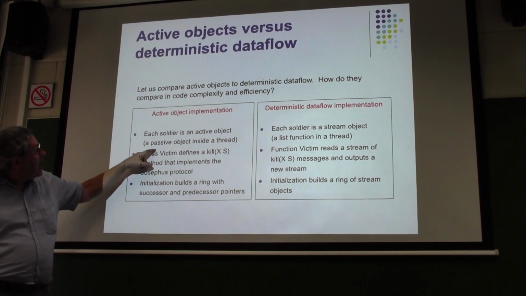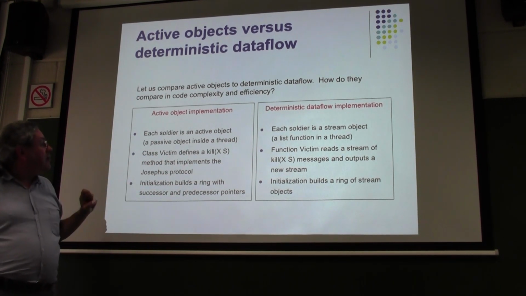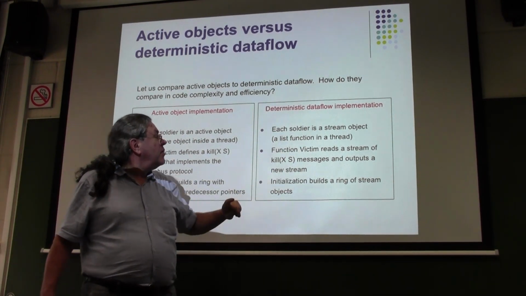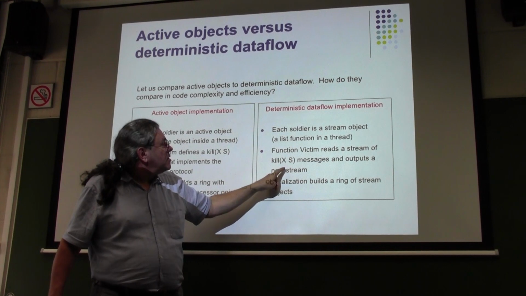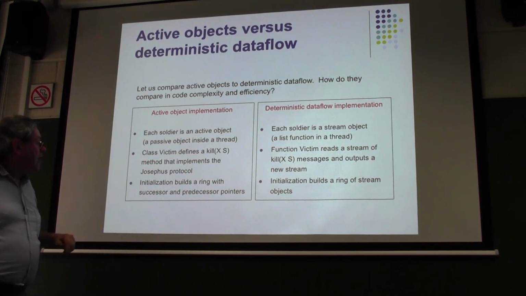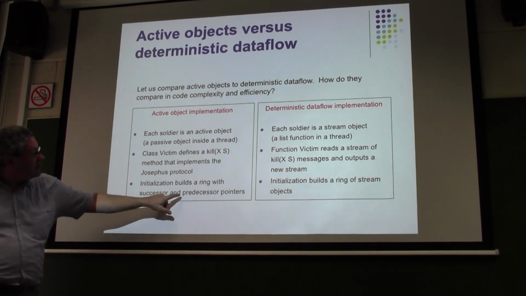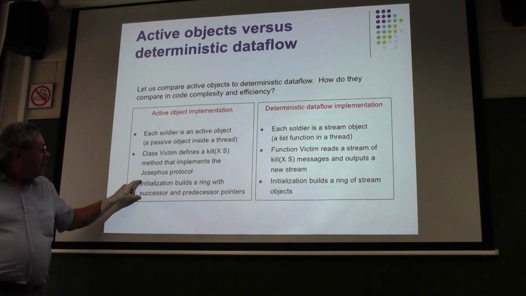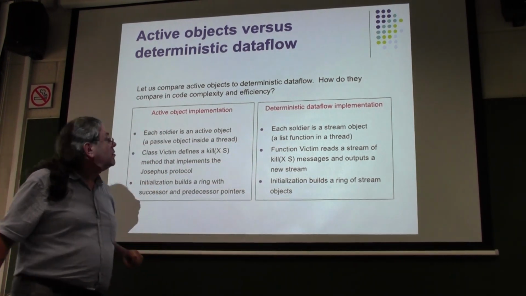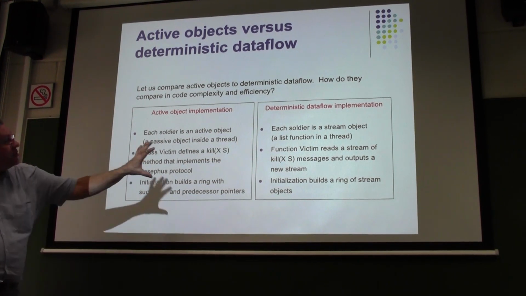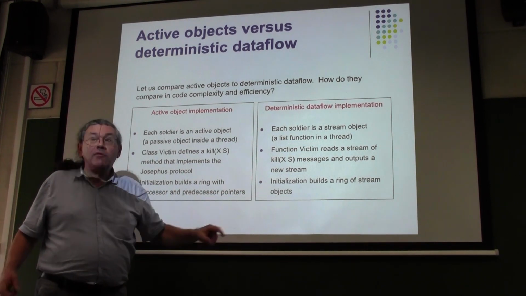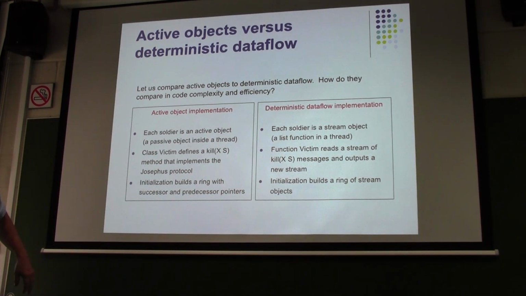Here on the left we have a class that defines a kill method that implements the protocol. Here we have a function, victim, that reads kill messages and creates a new stream, depending on the message with the case statement. In the initialization, we have to set the successor and predecessor pointers. Here, we just have to build a ring, so a pipeline where the output is connected to the input. Okay? So you see the correspondence, but in the amount of code, this one on the right is much more compact.